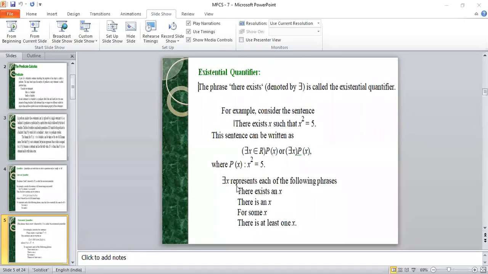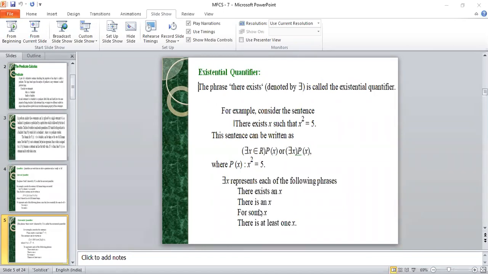So there exists x represents each of the following phrases: there exists an x, there is an x, for some x, there is at least one. These words refer to the existential quantifier.